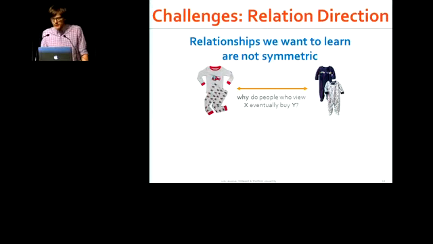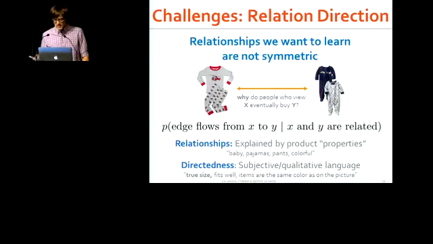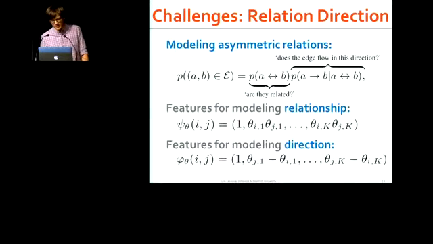So the first thing, for example, is that the relationships we try to learn are directed. They are not symmetric, right? So we want to learn both the relationship and the direction. The way we do this is by decomposing the likelihood of a relationship into two parts. One is to say, is there a relationship? And the other one is, what's the direction of that relationship? The way we do this is that we learn two independent regressors. One that says, are products A and B related? And the other one, given they are related, what's the flow?